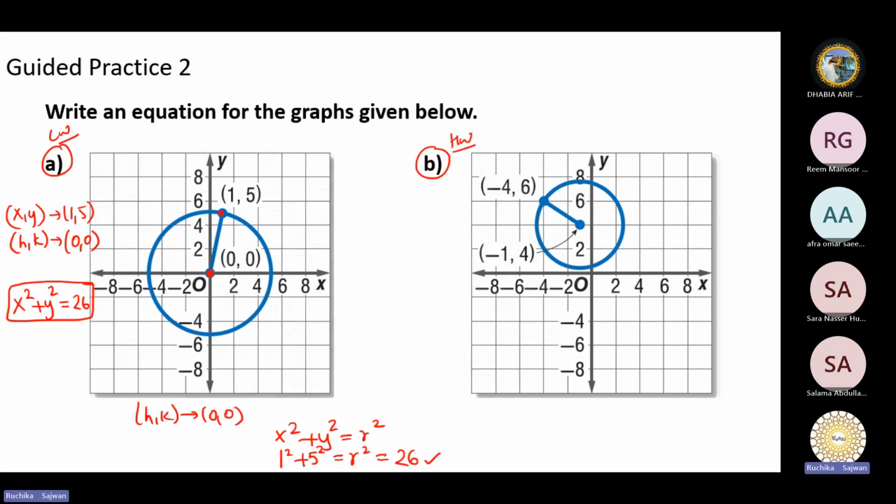You can also take screenshots, girls, in the middle, and you can put it in the chat. Especially, it will be helpful for the girls who are absent. Okay?